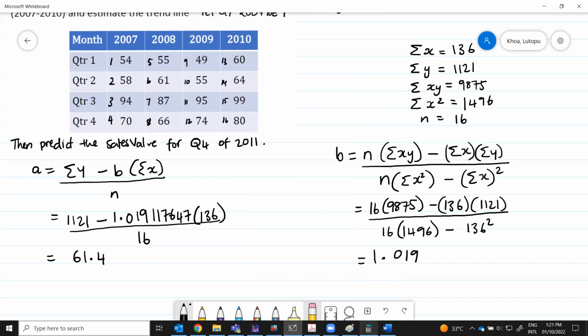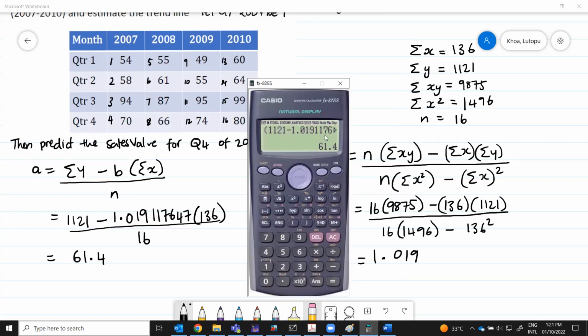Okay, so again, we can check on our calculator if what we did is correct. So I would go to stat and then regression number 7, because this is regression analysis, remember. And if I want the value of A, you see it's 61.4, which I worked out over here. And then to get the value of B, shift stat number 7, and I want the value of B, which is number 2. Then I get 1.019.